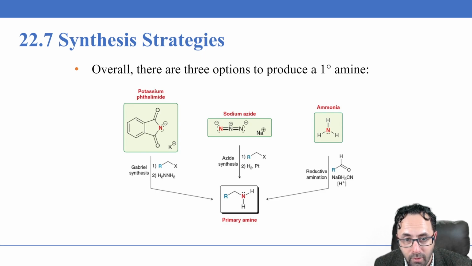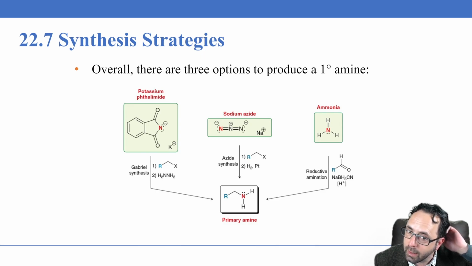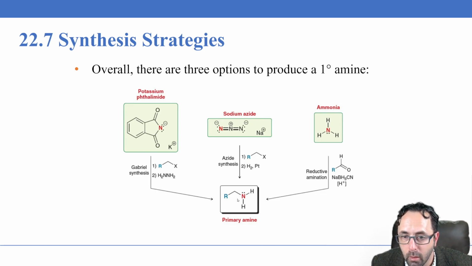The Gabriel synthesis, starting with the usage of a phthalimide ion, potassium phthalimide here, and reaction with an alkyl halide, following up by H2NNH2. And that would give us the primary amine. Or the use of sodium azide as a reagent, again reacting with an alkyl halide, followed by a reduction with hydrogen and platinum to give us the final amine.